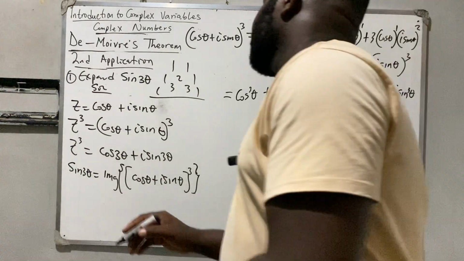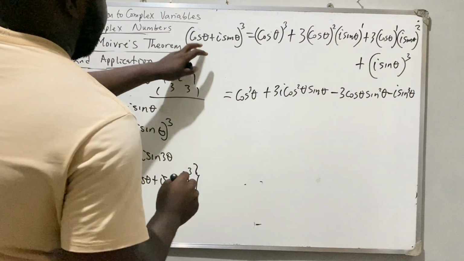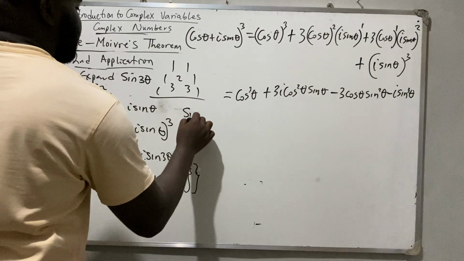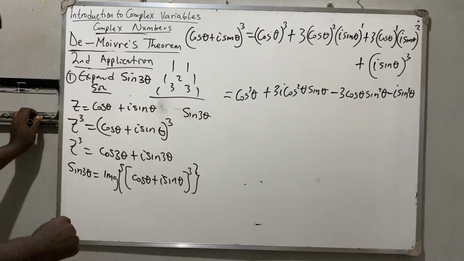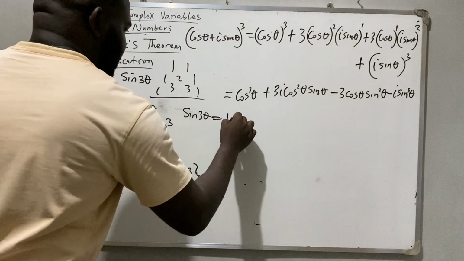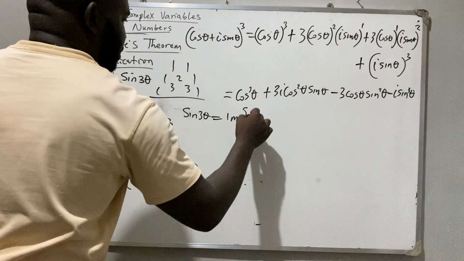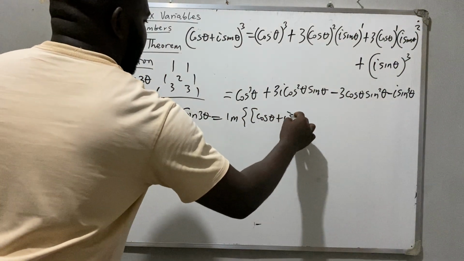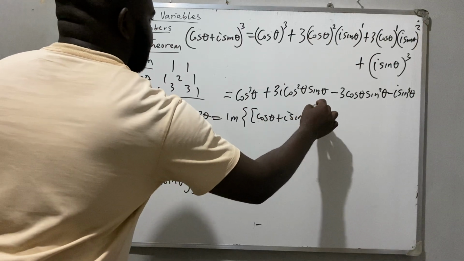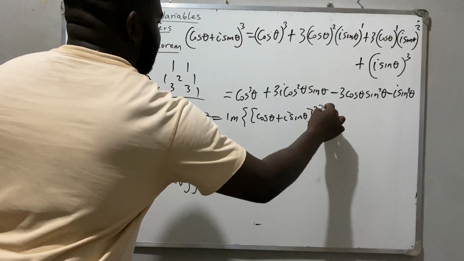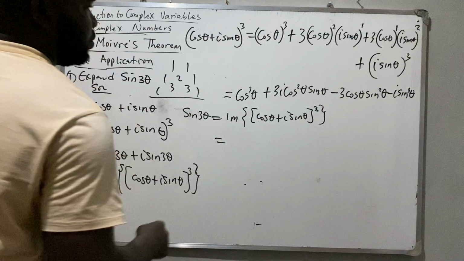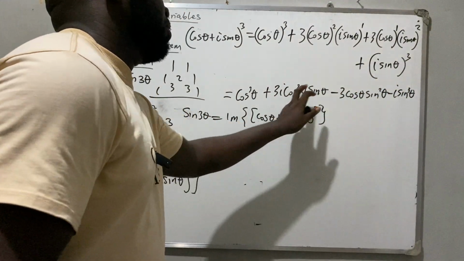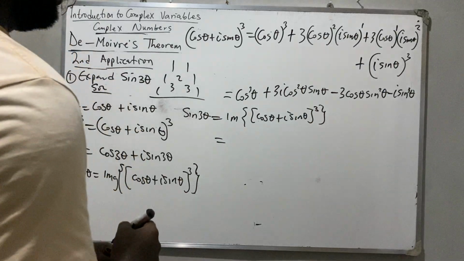Okay, so I'm looking for sine 3 theta. So sine 3 theta is simply the imaginary part of this expansion, the imaginary part of cos theta plus i sine theta raised to power 3. Its imaginary part is to take only those that have i, which is just these two. Only those that have i.